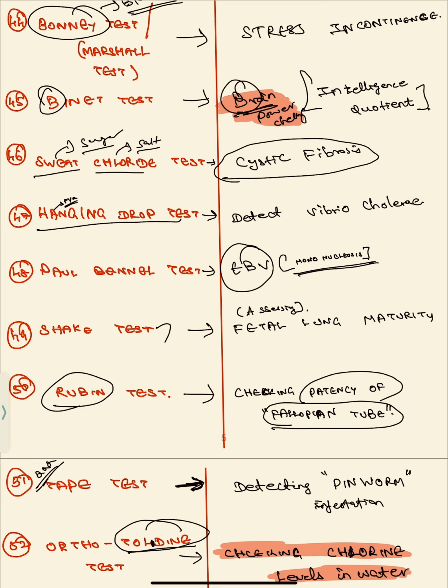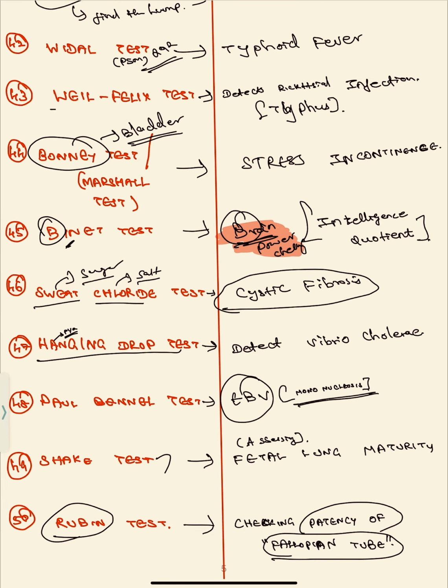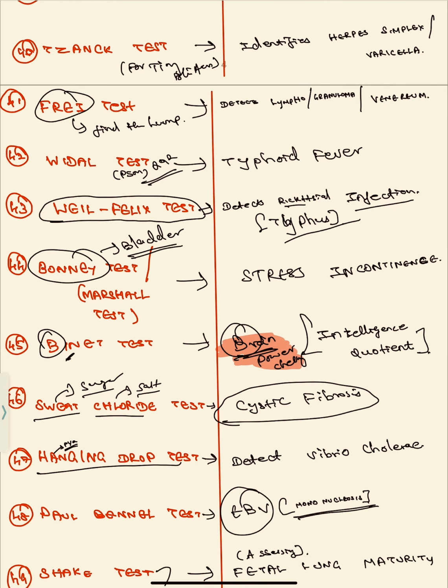Binet test. B for Binet. Binet, B, I. This will be saying about your intelligence, intelligence quotient. Bonney's test. Bonney for bladder stress incontinence. Weil-Felix test detects rickettsial infection, typhus. Widal test. Widal test, bacho, most common in PSM. Widal test is for typhoid fever.